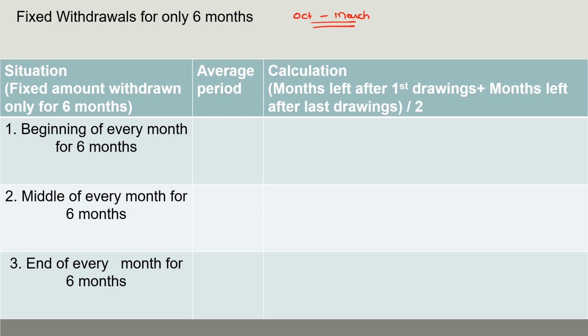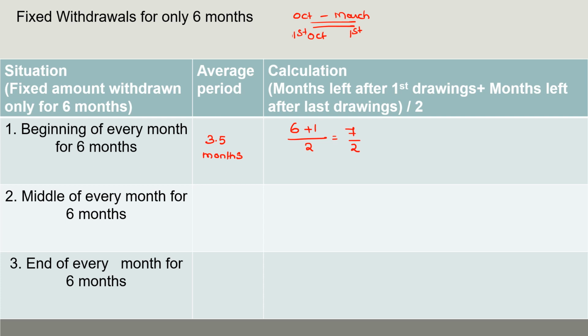So first we will take the beginning of every month for 6 months. From October till March means the first withdrawal would be on 1st of October. So from 1st October till 31st March, the number of months is 6. Then the last withdrawal would be on March 1st. So from March 1st till 31st March, that is a period of 1 month. So that is 7 divided by 2, or you will be charging the interest on drawing for an average period of 3.5 months.